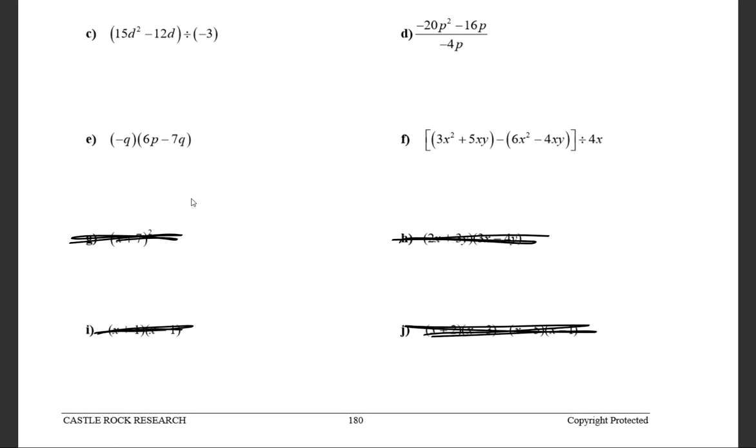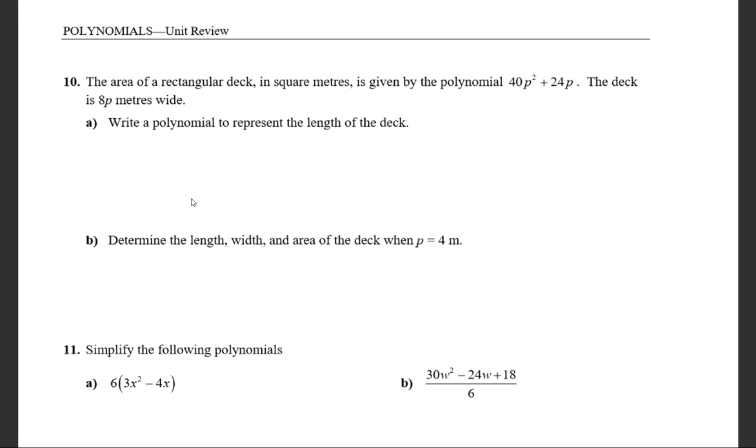Okay, we're on page 180 here, and going through more. The area of a rectangular deck in square meters is given by the polynomial 40p squared plus 24p. The deck is 8p meters wide. So if we draw out a rectangle here, we know that the area is that, and we know to get that by doing length times width. It says it's 8p meters wide. We know that it's a rectangle, so they're the same on either side, but that's 8p.